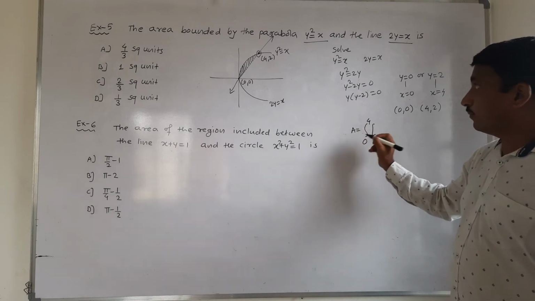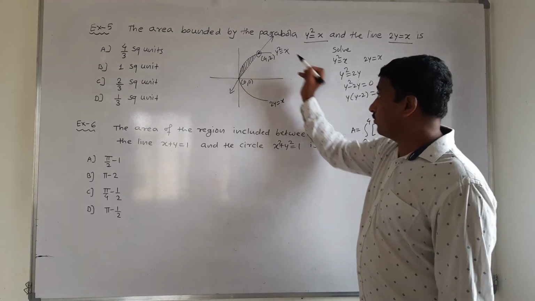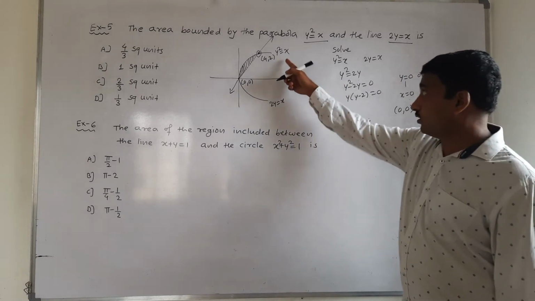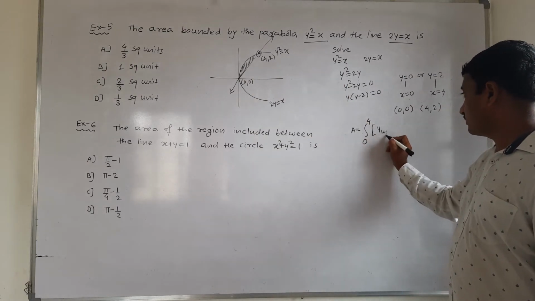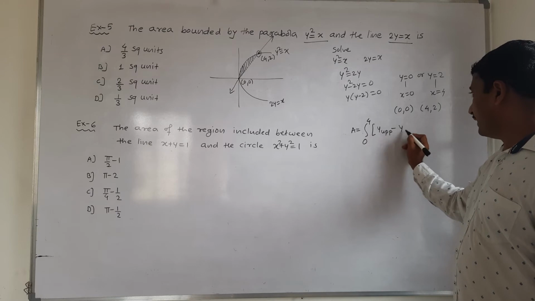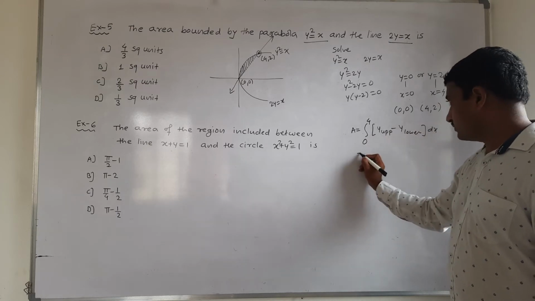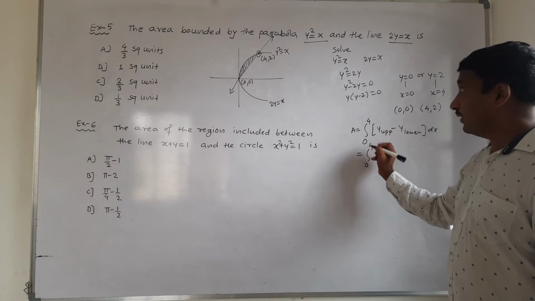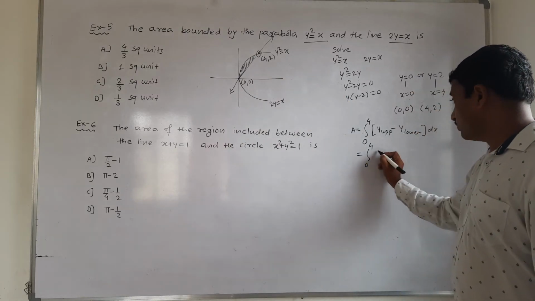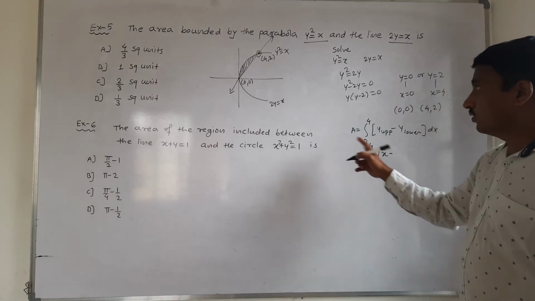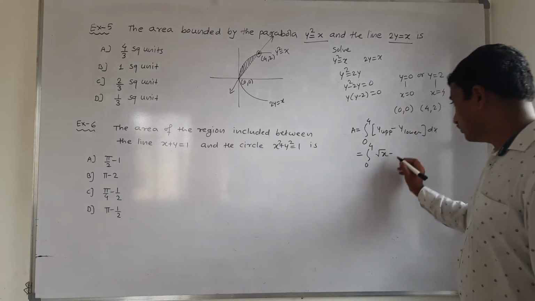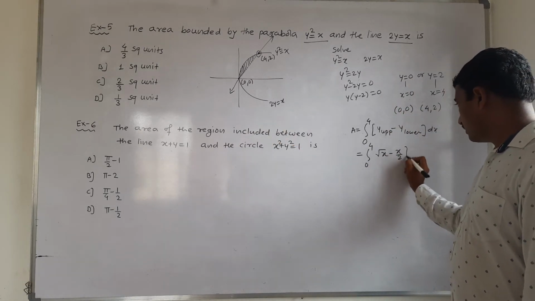Which is y upper? The parabola's equation. Y upper minus y lower dx, from 0 to 4. Upper, this y is equal to root x, minus lower y is equal to x by 2. Now integration.